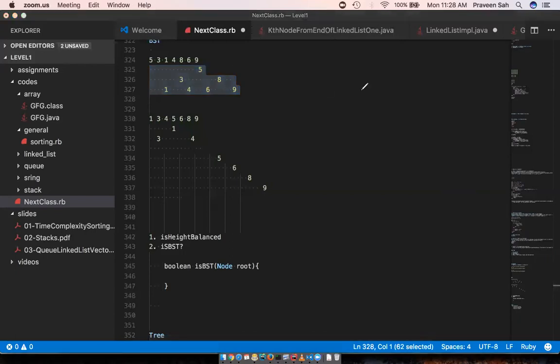So let me just try to draw for you again. This is a root, and then we have a left subtree here, a complete left subtree, and then we have a complete right subtree.